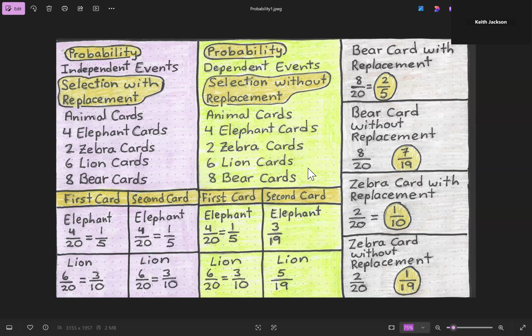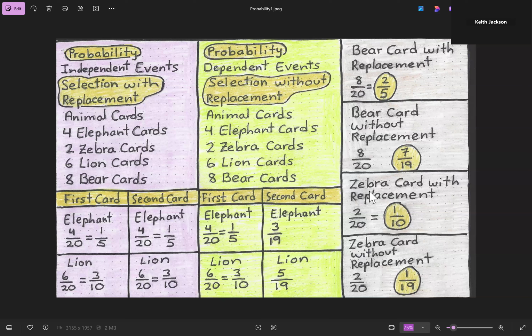So let's take a look at the bear cards and the zebra cards to help us strengthen our understanding of this concept. So with replacement, if you put the bear card back into the hat, your probability of selecting a bear card will be 8 out of 20 or 2 out of 5. But without replacement, without putting that card back, leaving it on the table instead of putting it back in the hat, your probability will go to 7/19ths.